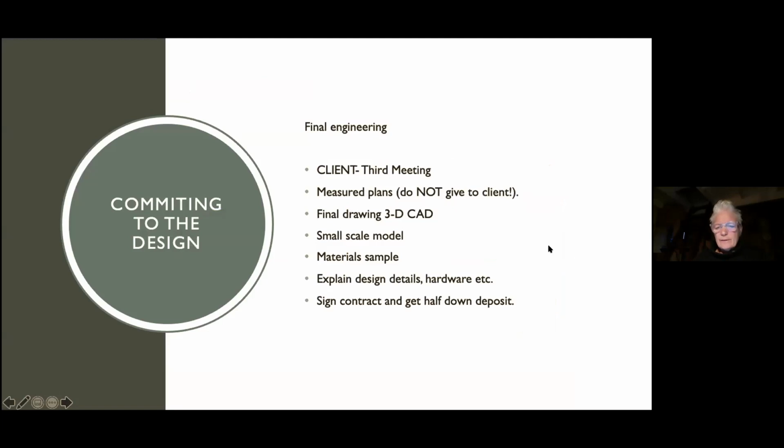And then our final meeting, I bring the measured plans. We can look at them. I don't give it to them. They see the final drawing. They see the little model. I bring them a materials sample as close as I can get to what it's going to be.